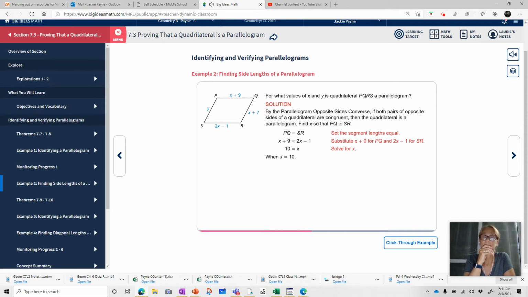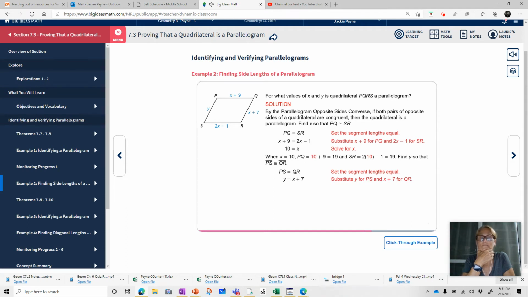When x equals 10, PQ equals 10 plus 9, which equals 19, and SR equals 2 times 10 minus 1, which equals 19. Now find y so that segment PS is congruent to segment QR. Set the segment lengths equal. So, PS equals QR. Then substitute y for PS and x plus 7 for QR.